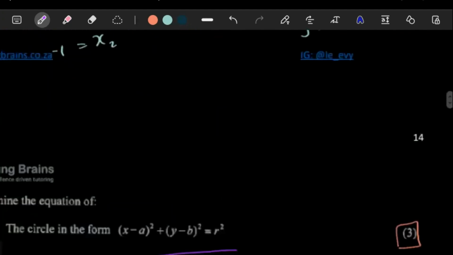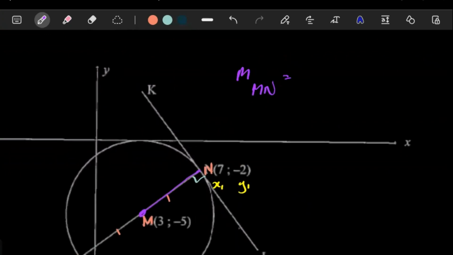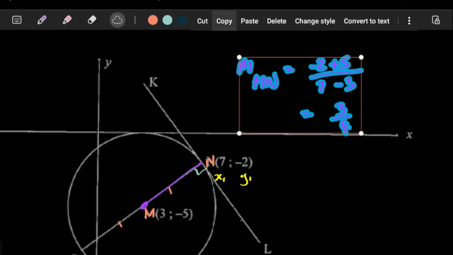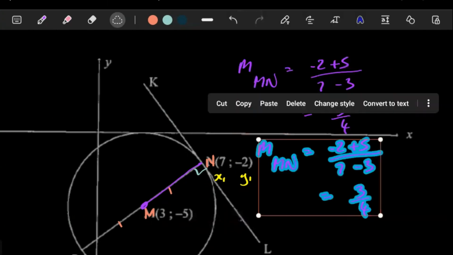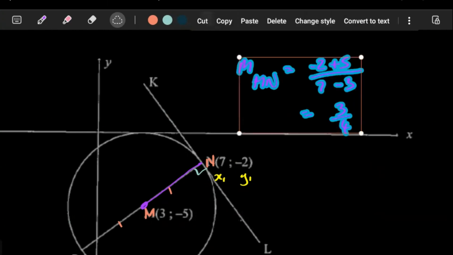So getting the gradient of MN, let's actually just do that here. Gradient of MN is going to be negative 2 minus 5. That's going to be a plus. 7 minus 3. That's going to be like what? Negative 2 plus 5, that's a positive 3. And then it's a positive 4. And this is everything to get the gradient of MN. You see, we don't want the gradient of MN. We want the gradient of KL. But this can help us with that.